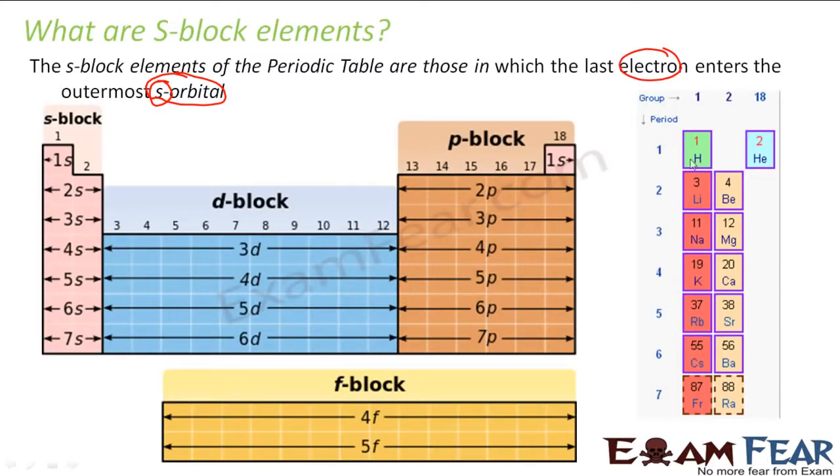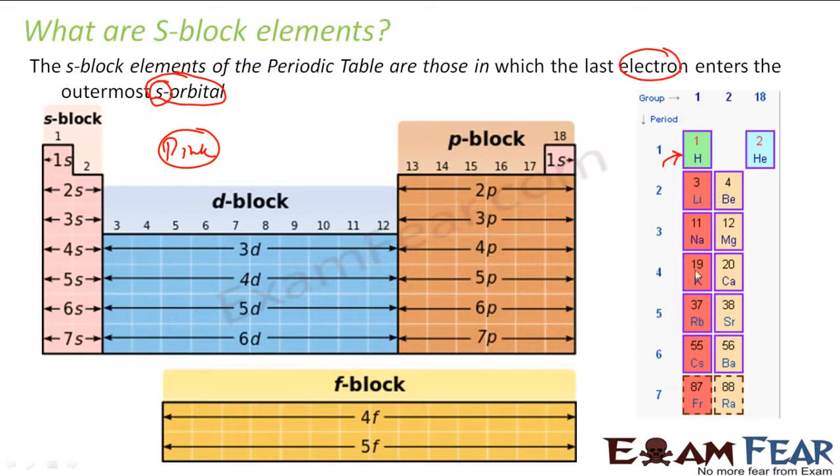The S-block has hydrogen, helium, lithium, beryllium, sodium, magnesium, potassium, calcium. All these ones which are in pink color are S-block elements, and helium also, right? But in this chapter, since we've already studied a lot about hydrogen in the last chapter, we won't be focusing on hydrogen. We'll be focusing more on alkali and alkaline earth metals.